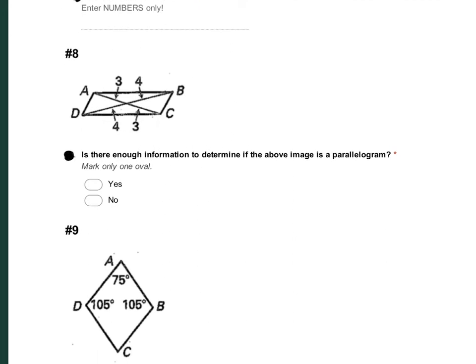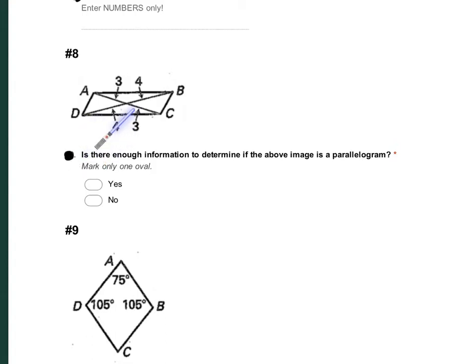Again, your question is the big numbers, not these little ones that I'm darkening out. Okay, want to know if there's enough information to determine if the above image is a parallelogram, yes or no. So take a look at A, B, C, D. Do we know enough for this to be a parallelogram?